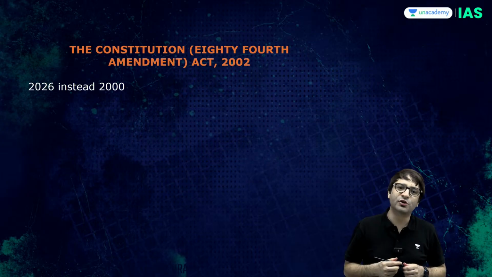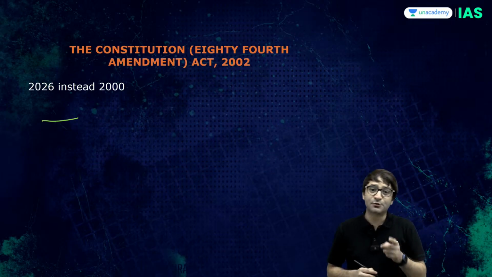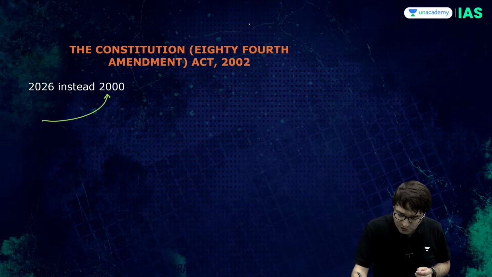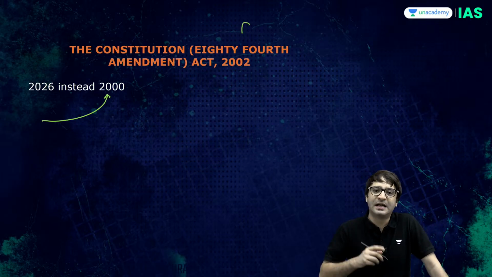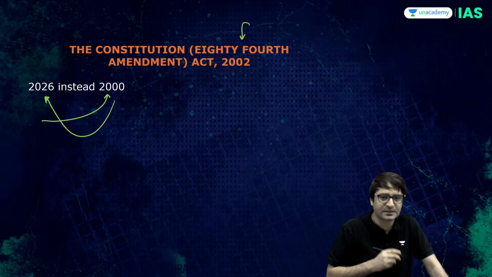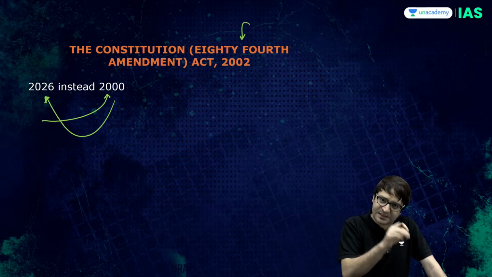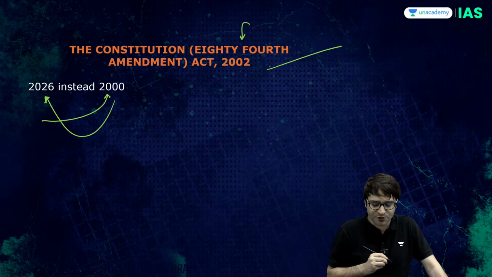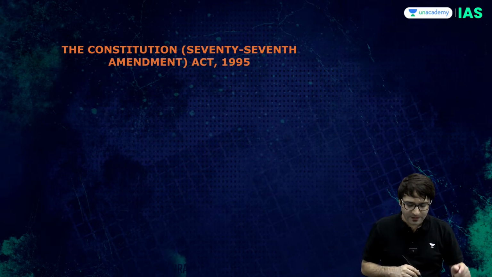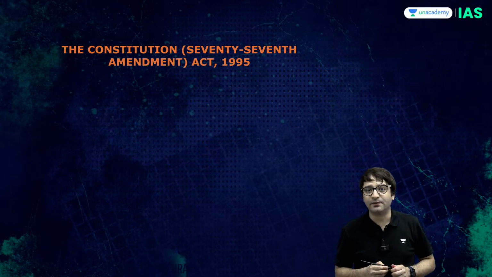And this is when the Constitution was amended, saying no further delimitation till 2000. This was done by the 42nd Constitutional Amendment Act. But then the 84th Constitutional Amendment Act 2002 said, now no further delimitation till 2026. So replacing this year 2000 with 2026 was done by the 84th Constitutional Amendment Act 2002. Clear?